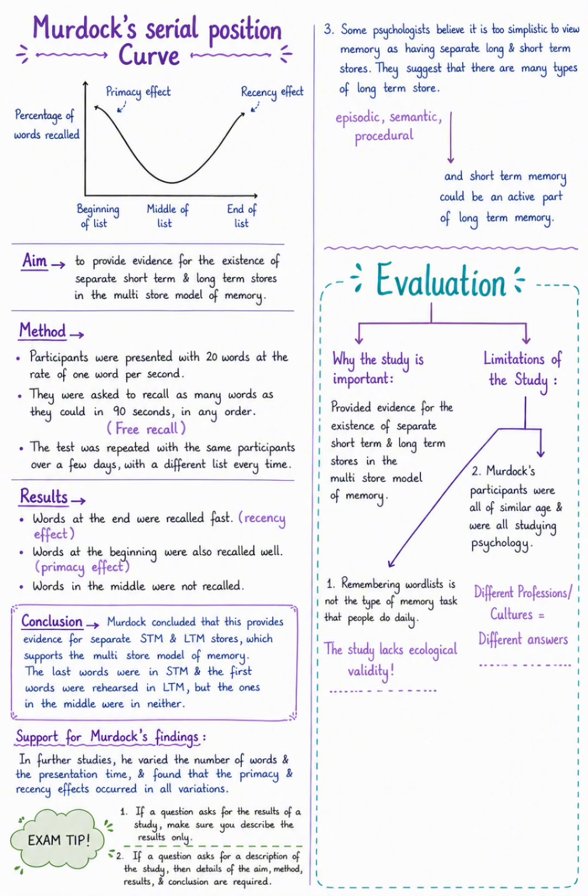What did Murdock do? Murdock did an experiment. The aim behind the experiment was to provide evidence for the existence of separate short and long-term stores, meaning the short-term memory, the STM, and the long-term memory, the LTM, are entirely different. They are not the same form of storage memory in the multi-store model of memory.